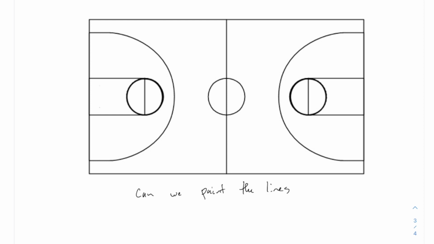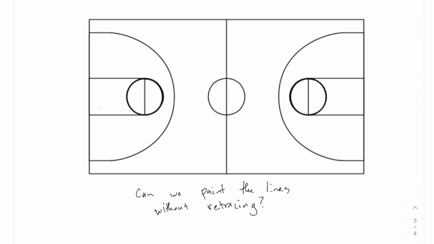I imagine, I've never seen them paint the lines, but I imagine there's some kind of a machine you push around that shoots paint out the bottom. Can you just turn the paint gun on and push yourself around the whole way and paint all those lines without ever retracing? Can we paint the lines without retracing? What do you say, yes or no?